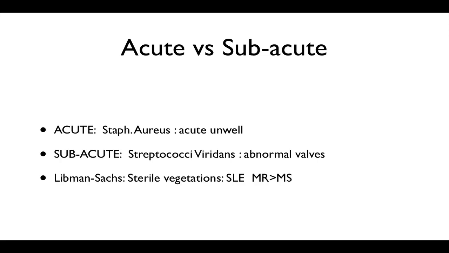For completeness' sake, Libman-Sacks here is not in either of these subgroups, but it's a sterile vegetation. It's usually secondary to lupus, and it usually affects the mitral valve, causing mitral regurg, as opposed to mitral stenosis, and it's usually a benign, self-limiting thing. Once you treat the underlying cause, it has a tendency to improve.